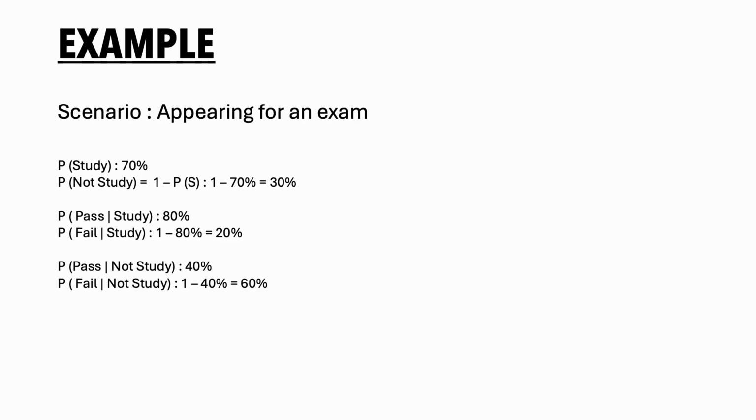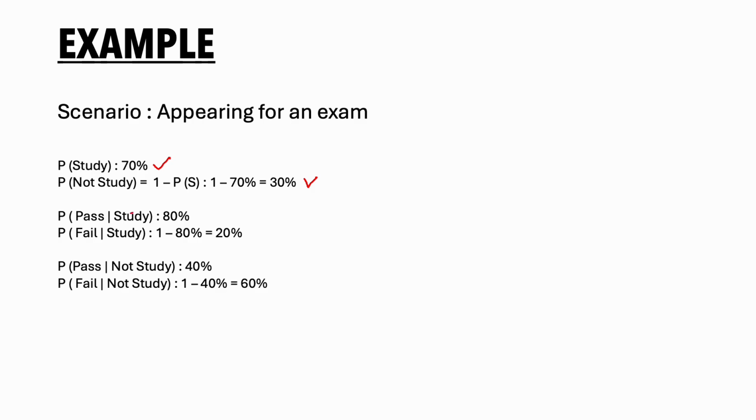The example is about you appearing for an exam. The probability of you studying for the exam is 70%. These are just arbitrary numbers. So the probability of not studying is 30%. Why? 1 minus 70% gives you 30%.